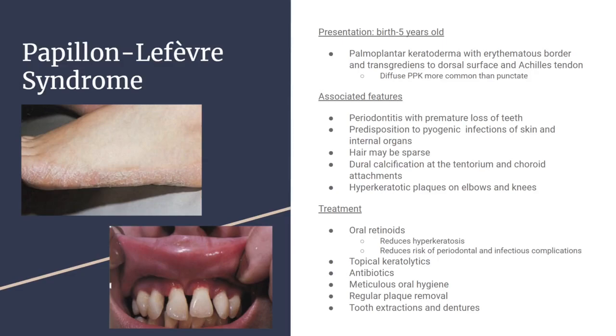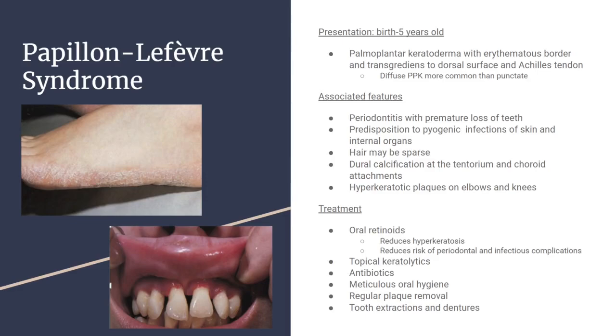Alright, let's keep going. We got Papillon-Lefèvre syndrome. Presentation: somewhere between birth and 5 years old, you're going to start noticing this. It is also a palmar plantar keratoderma with erythematous borders and transgradients.